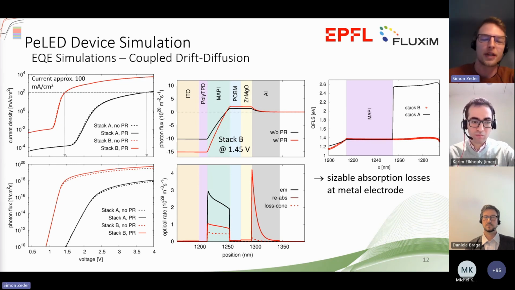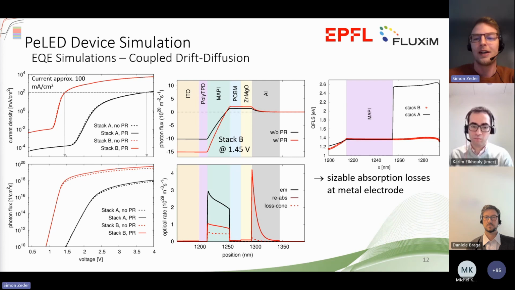We see furthermore a sizable reabsorption rate in the perovskite EML, and additionally, as Karim just mentioned before, a rather large parasitic absorption loss in the aluminum electrode, most of which luckily, however, is not affecting out-coupled modes. However, of course, if you go for a laser diode, you don't care only about the out-coupled modes, you care also about the waveguided modes inside your device.